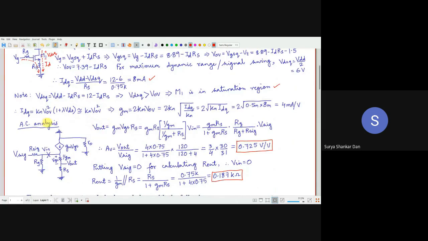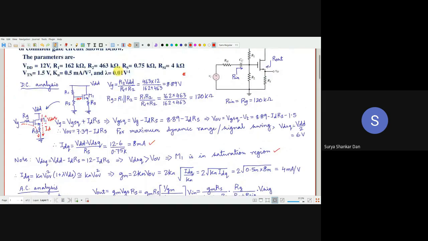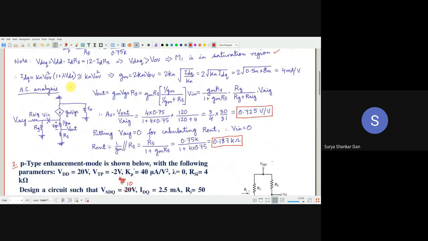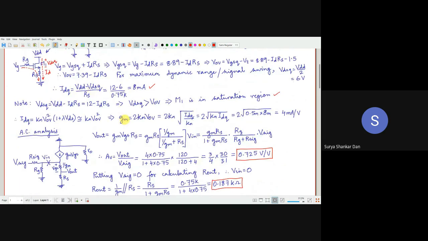Now, since M1 is in saturation, we know that IDQ will be given by Kn VOV square times (1 plus lambda VDS). Now lambda is very small, notice lambda is only 0.01 per volt. So we can ignore this lambda VDS and you will be left with Kn VOV square. Then from here, what is the value of gm? Del IDQ by del VGS. So that simply becomes twice Kn VOV.